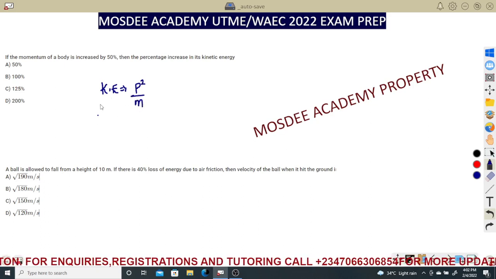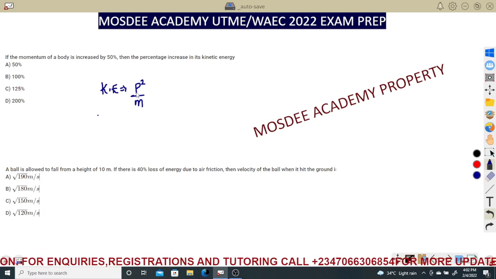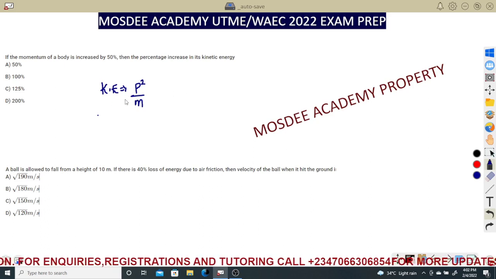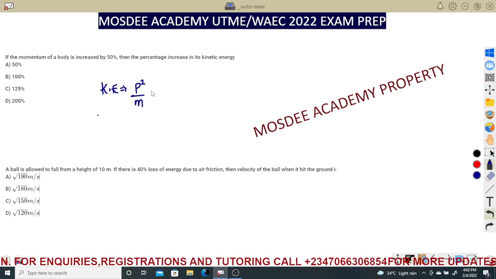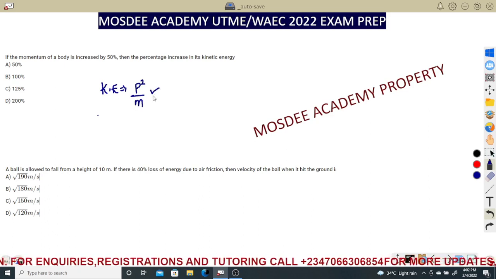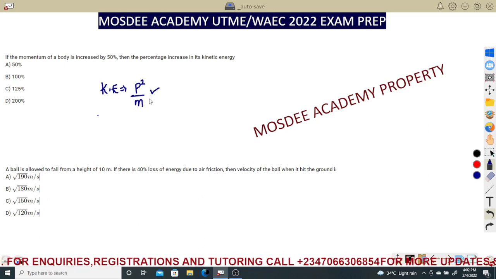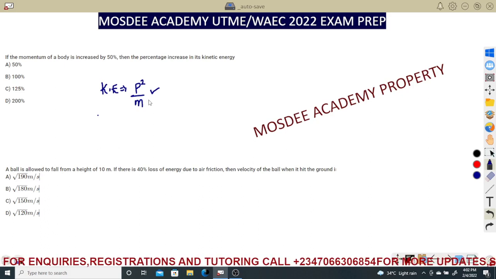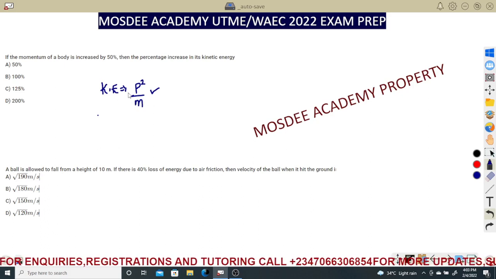So this is the way we relate. We say kinetic energy equals momentum squared divided by the mass. If you are seeing this for the first time, add it to your formula sheet, because it's one of the newest patterns you see in UTME questions. So now, how do you solve something like this?